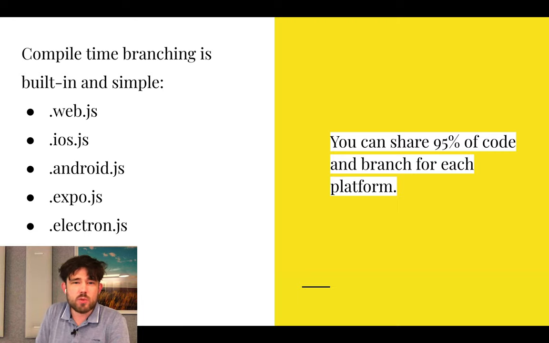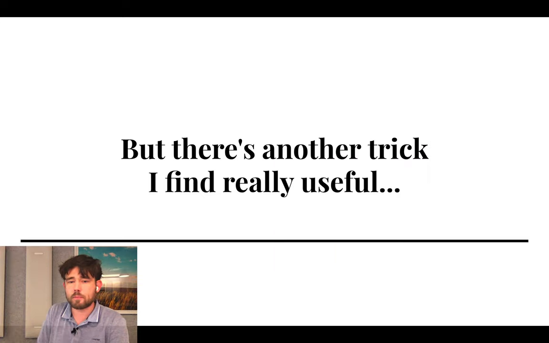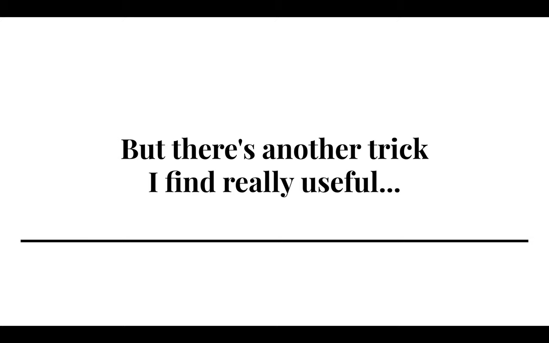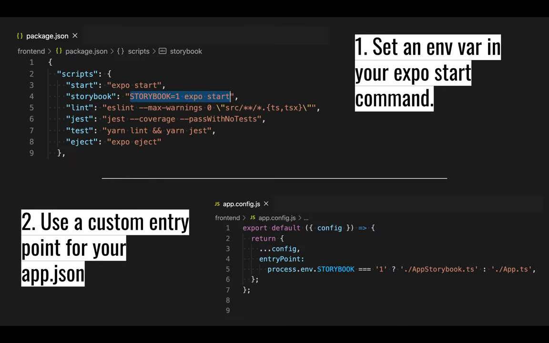And then just branch when you need to. And so you don't pay a penalty since this is a compile time construct, which is great. You don't pay a runtime cost for that. But there's this other trick that I find really useful that I thought was worth mentioning.